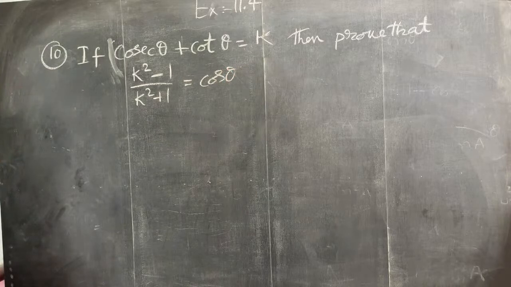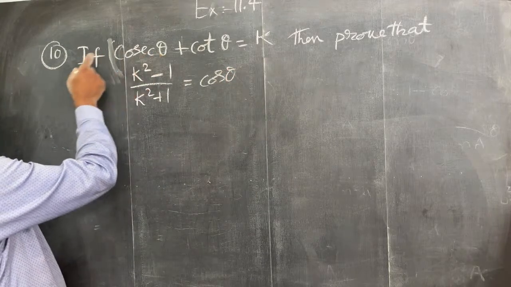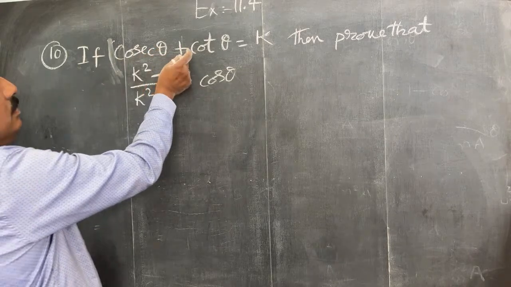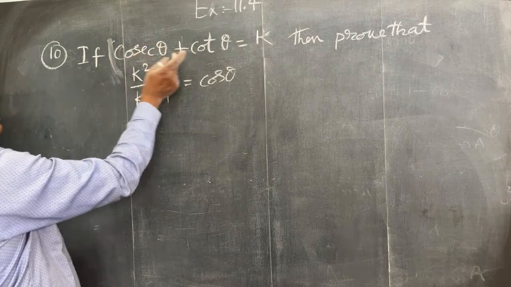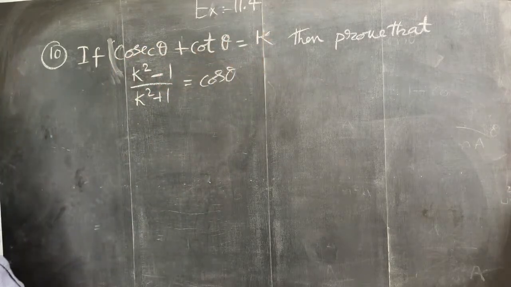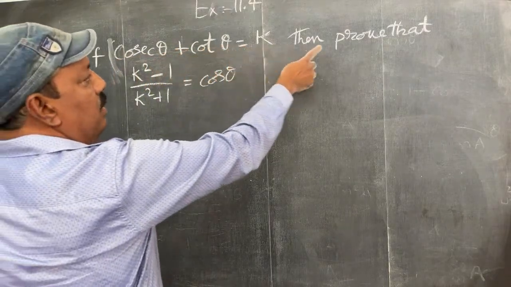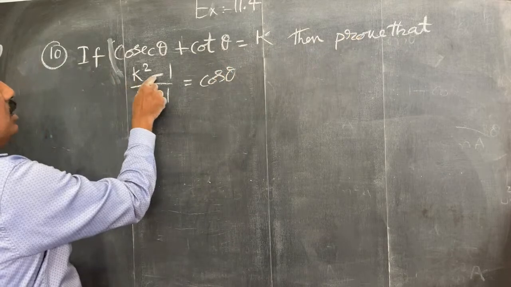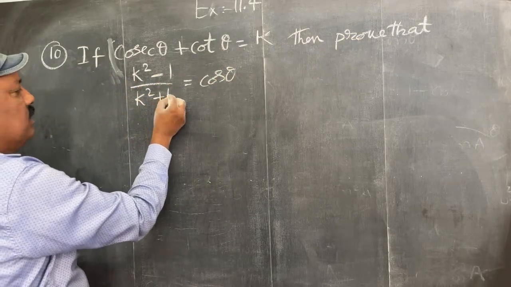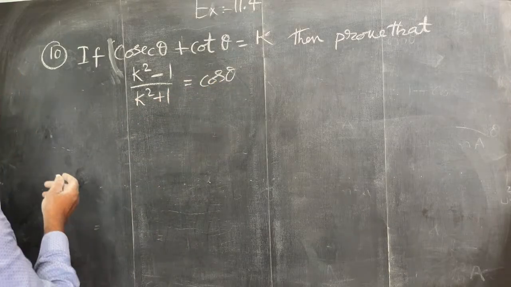Now this is the most important sum here. This is the 10th sum of exercise 11.4. If cosecant theta plus cot theta is equal to k, considering the value as k, then prove that (k square minus 1) by (k square plus 1) is equal to cos theta. Finally we have to prove like that.